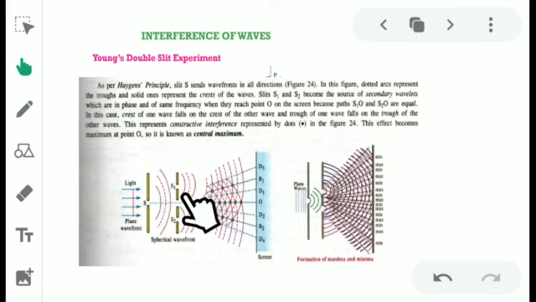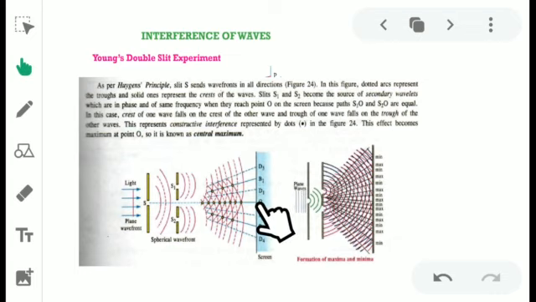Now see, from S1 and S2 waves are advancing in the forward direction. Here the continuous line represents a crest and the dotted line represents a trough. When the crest falls on the crest of the other wave, constructive interference takes place and a bright band is formed. If the crest falls on the trough of the other wave, a dark band will be formed. That is the case of destructive interference. Between two dark bands there is a bright band.